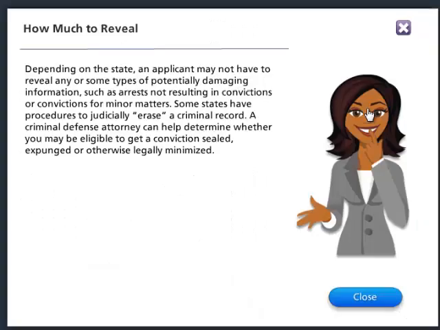How much to reveal? Depending on the state, an applicant may not have to reveal any or some types of potentially damaging information, such as arrests not resulting in convictions or convictions for minor matters. Some states have procedures to judicially erase a criminal record. A criminal defense attorney can help determine whether you may be eligible to get a conviction sealed, expunged, or otherwise legally minimized.